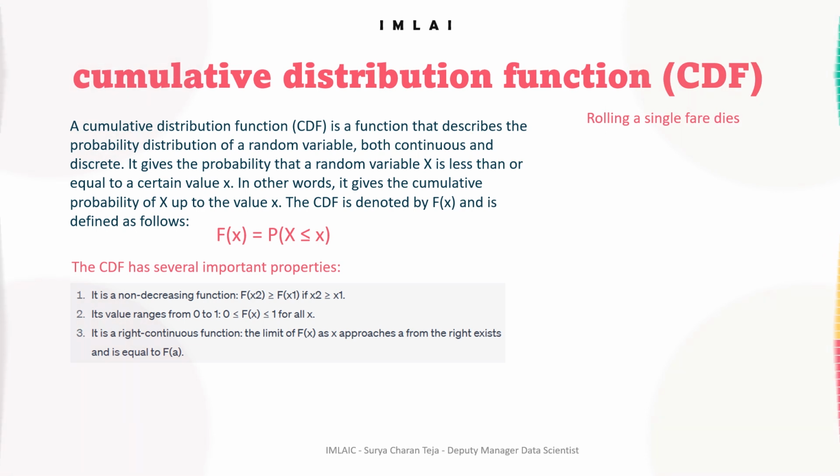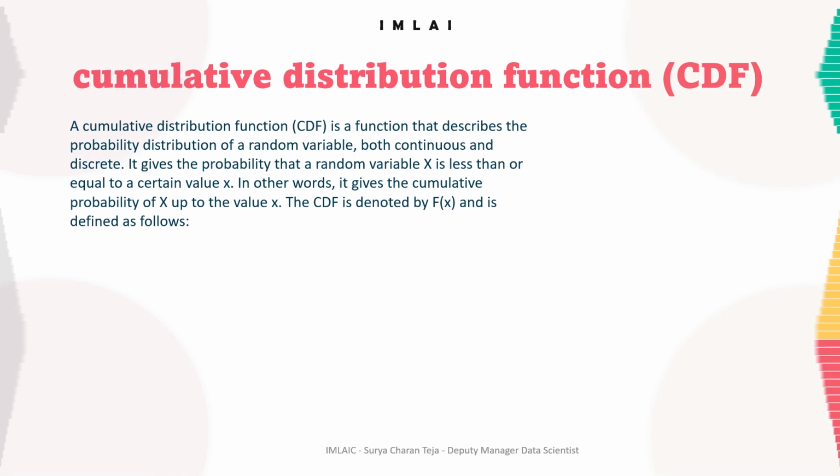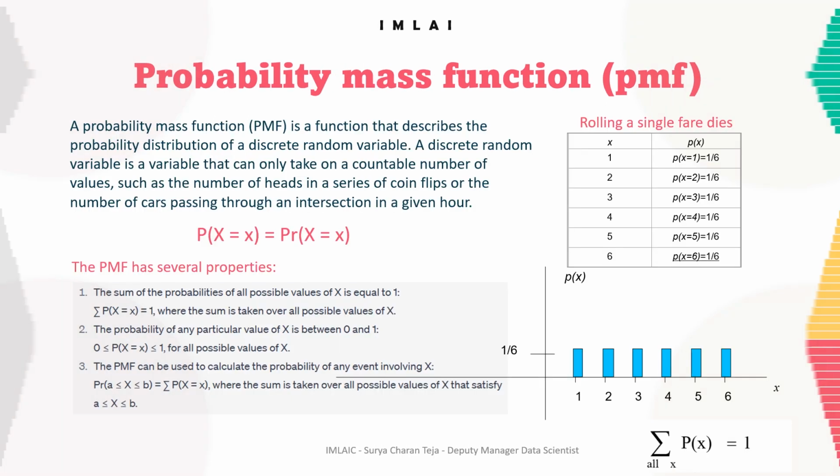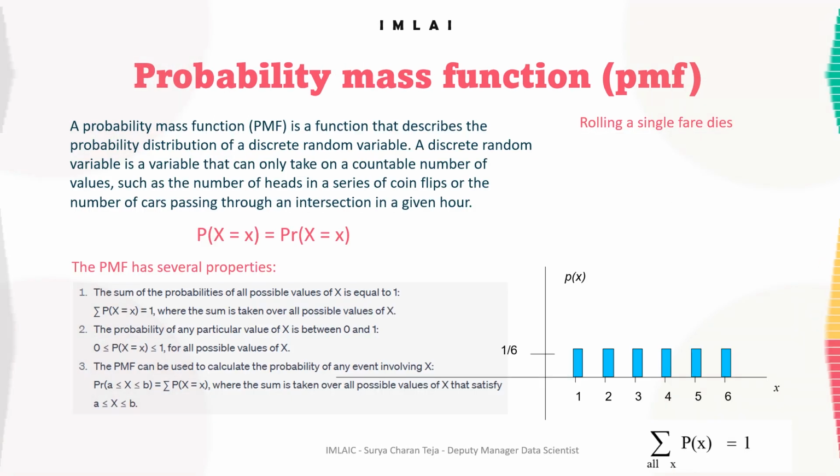Okay, let's take one example. We'll see both parallelly. We'll see PMF and then CDF with the same example. So the example is rolling a single fair dice. When you roll a single fair dice, what would be your probability mass function and what would be your cumulative distribution function? Let's see the probability mass function.